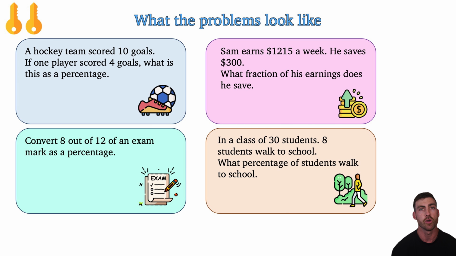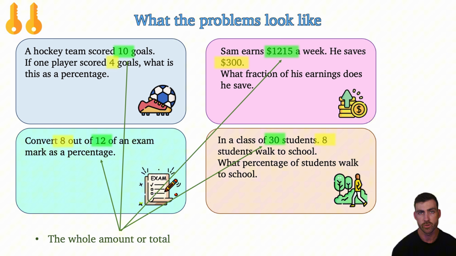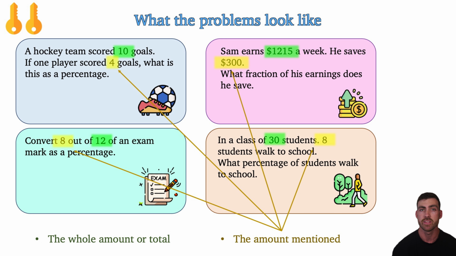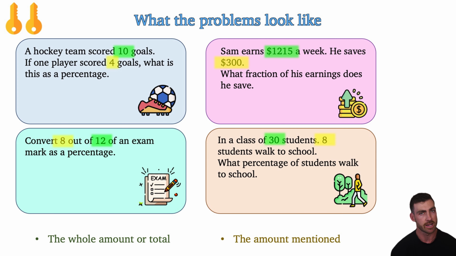Every question, no matter the context, will give you two pieces of information. The whole amount, or total, and the amount mentioned. Those two parts are all you need to write any situation as a fraction or as a percentage. The numbers aren't the hard part. Spotting their roles is. Let's learn how to select these two numbers correctly.